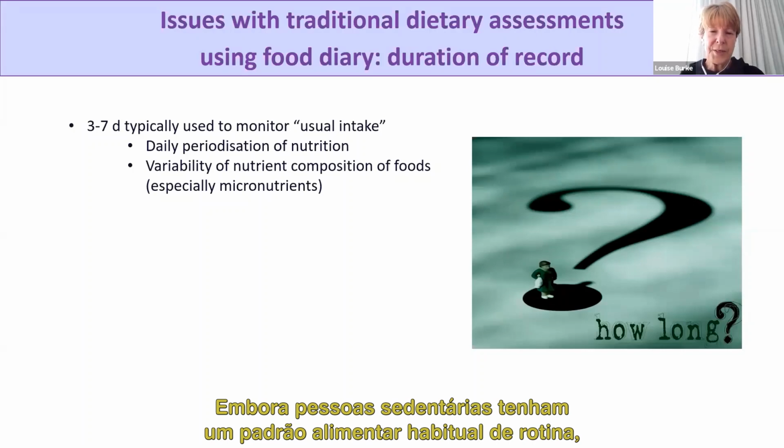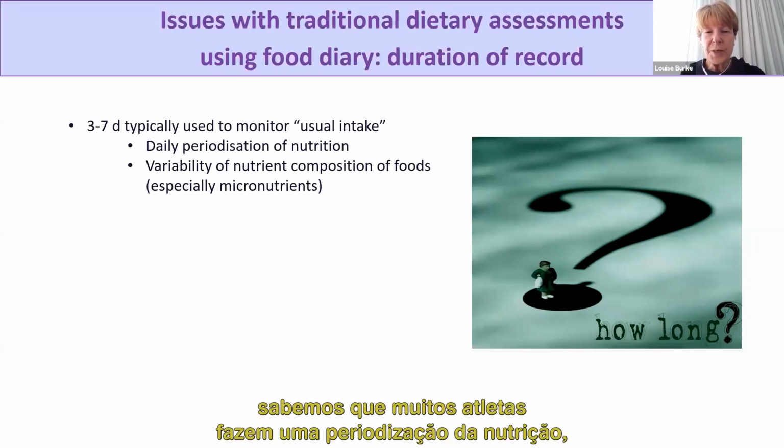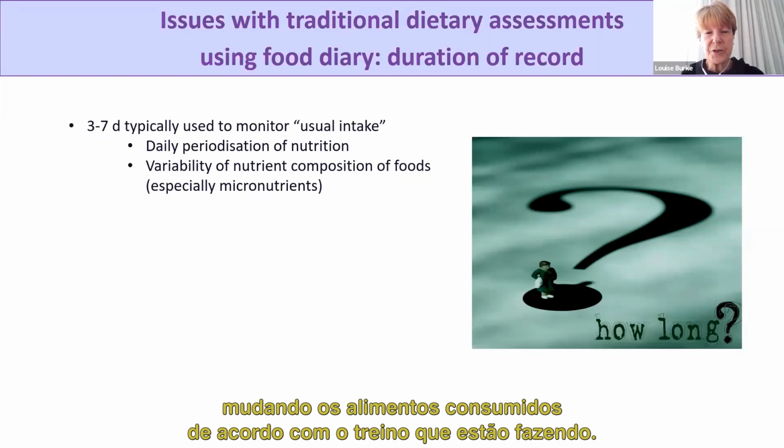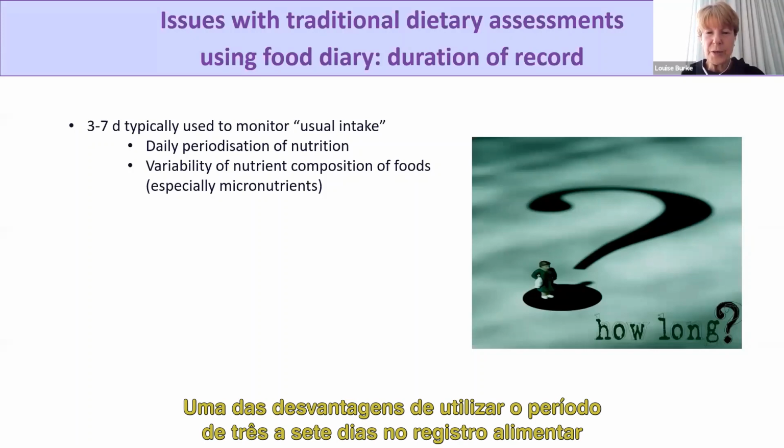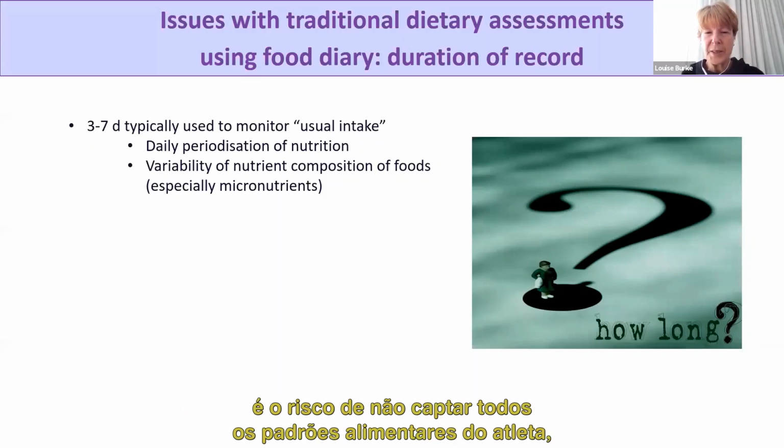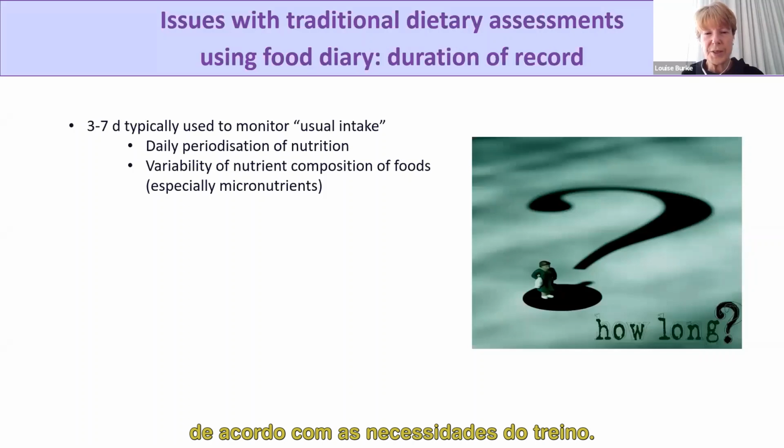Even though sedentary people might have more of a usual pattern of eating where they eat the same from day to day, we now promote to athletes that they should periodise their nutrition, that they should change the way they eat from day to day according to the training that they're doing. And so one of the disadvantages of doing 3 to 7 days of a food record is that you may not have captured all the different ways in which the athlete changes their food patterns according to their training needs.